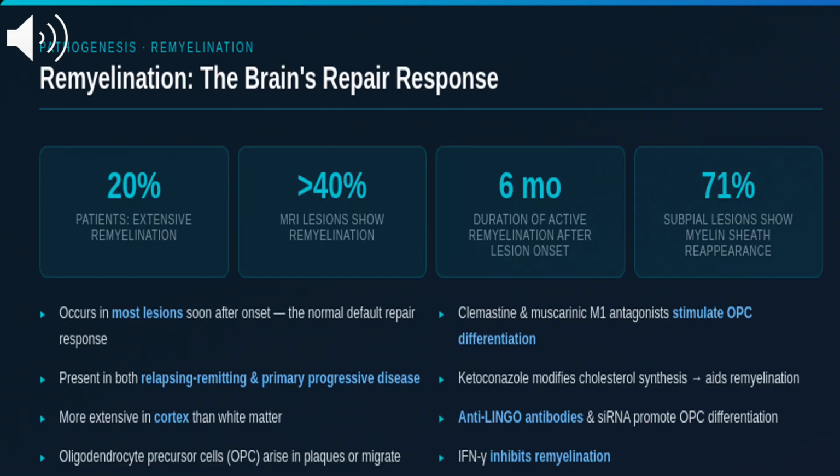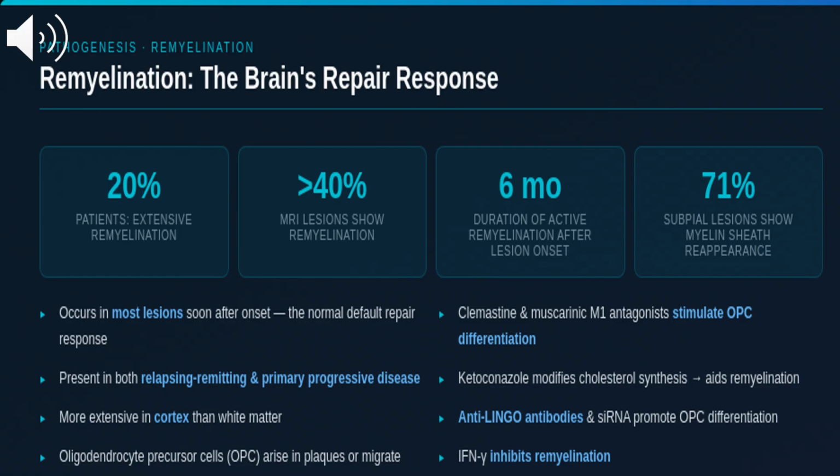Remyelination represents the brain's innate capacity for self-repair, and the numbers here are more encouraging than many clinicians realize, yet also more frustratingly limited. The encouraging part: remyelination occurs in most lesions soon after lesion onset and continues for up to 6 months. It is the normal default repair response. It occurs in both relapsing-remitting and primary progressive disease, in both early and late MS.